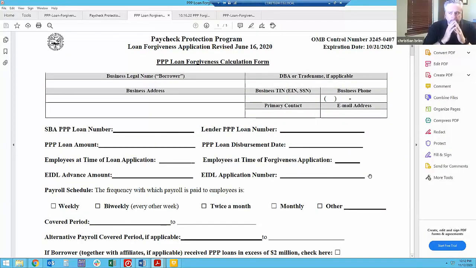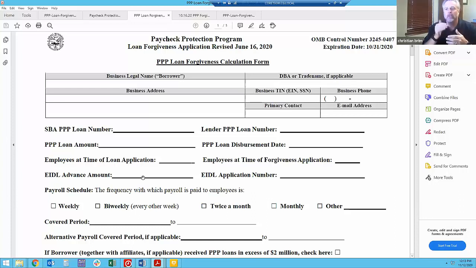So the EIDL advance amount. We ran into this where our lender said that the SBA said that we had received an EIDL grant of $10,000 and therefore they were not forgiving that amount. But our problem is we took the EIDL loan, therefore we shouldn't have had a grant. Correct. So be careful on that. You may have to go back to the SBA and straighten it out with them.